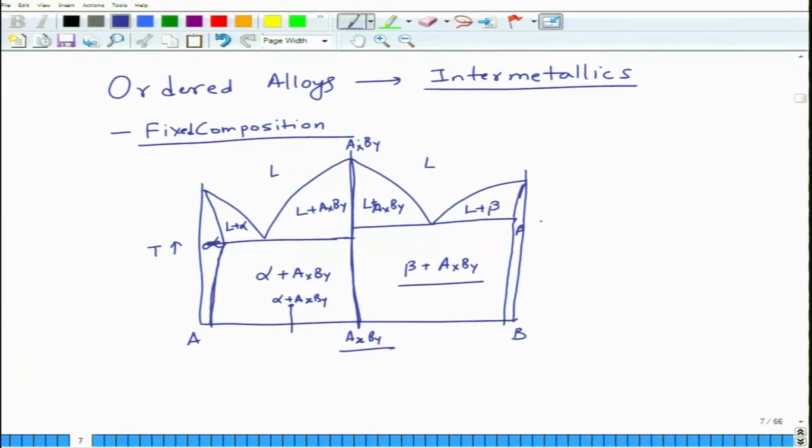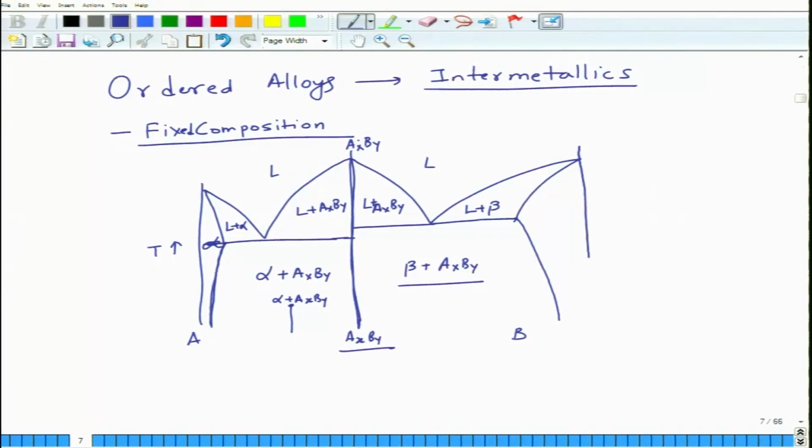Similarly, the solid solubility of the beta phase also changes, but it is not drawn very neatly. Let me just draw it a little neatly. So this will be 100% B, and this is, let us say, C alpha, this is, let us say, C beta. Okay. So solid solubility of alpha is increasing as you increase the temperature, and solid solubility of beta is increasing towards the left as you increase the temperature. This is the beta phase.